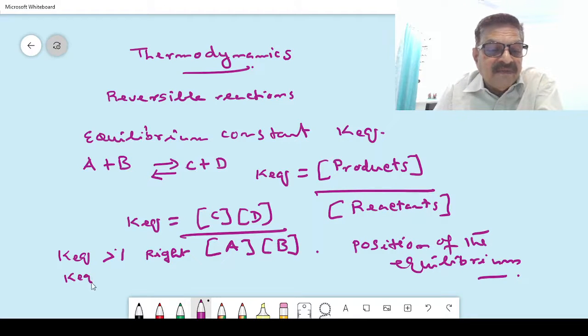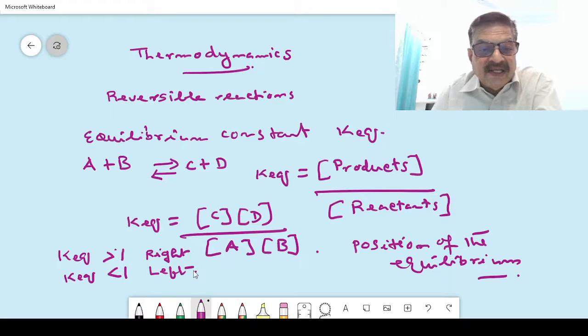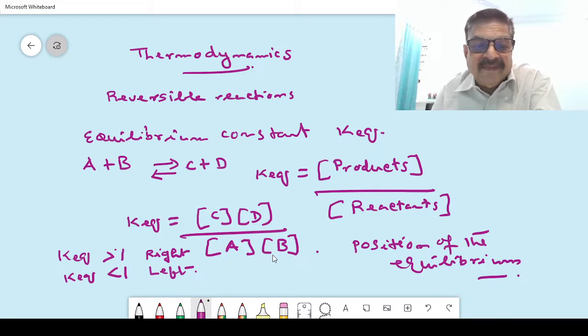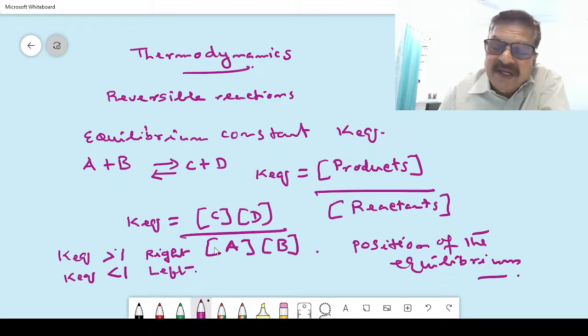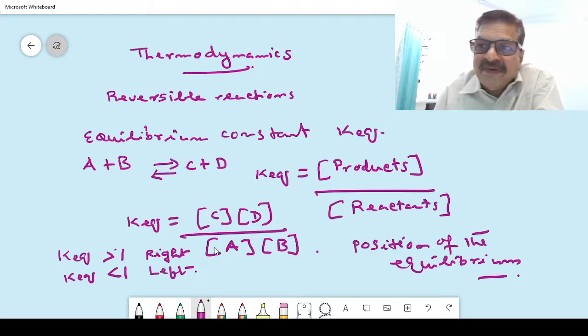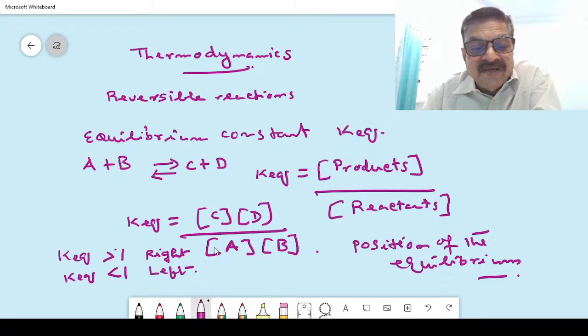Now, KEQ less than 1. What is the position here? Less than 1 means CD is less compared to AB here. The concentration of the products will be less than the concentration of the reactant, the starting material. Therefore, equilibrium favors the formation of the starting material, not the products. Correct? Therefore, the equilibrium will lie to the left side, that is towards the reactant side. Right side is towards the product side.